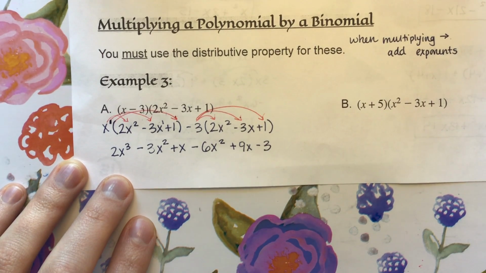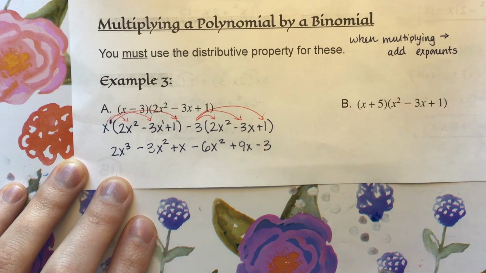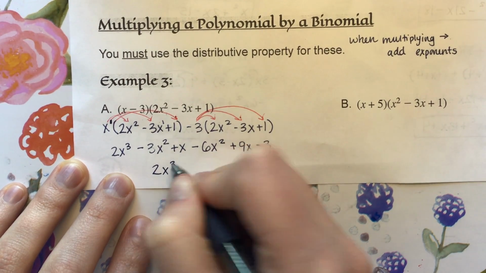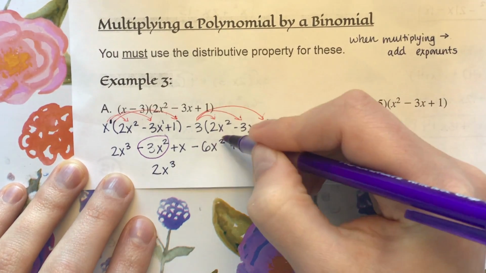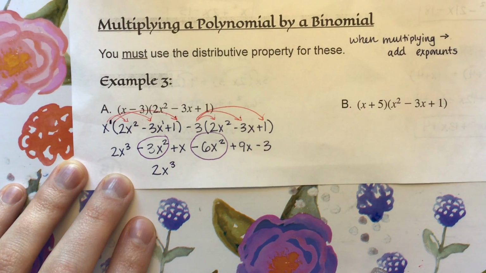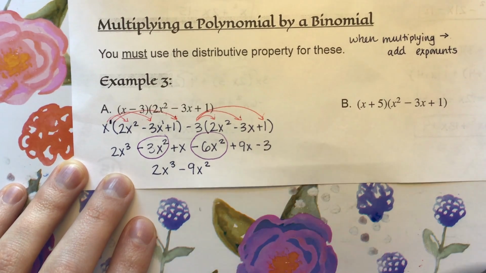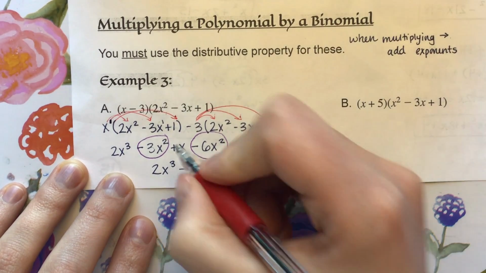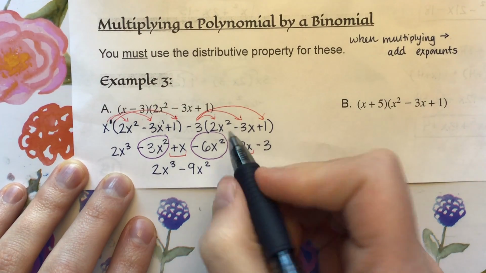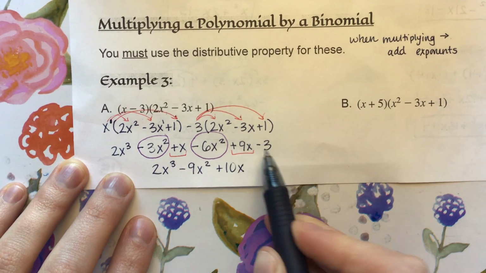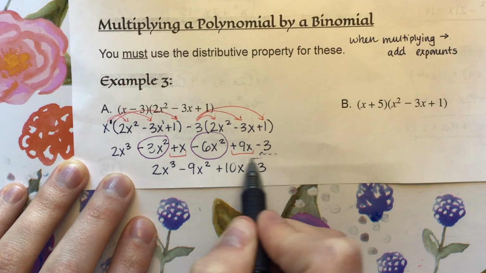All right, look for your like terms. I don't have anything that I can combine with this 2x cubed, so I'm going to carry it down. Then I have negative 3x squared, and that can be combined with this negative 6x squared. So that's going to combine to get me minus 9x squared. Next, I have positive x and positive 9x. Well, x plus 9x gets me 10x, and then I still have this minus 3 on the end, so I need to tack that onto the end for my final answer.